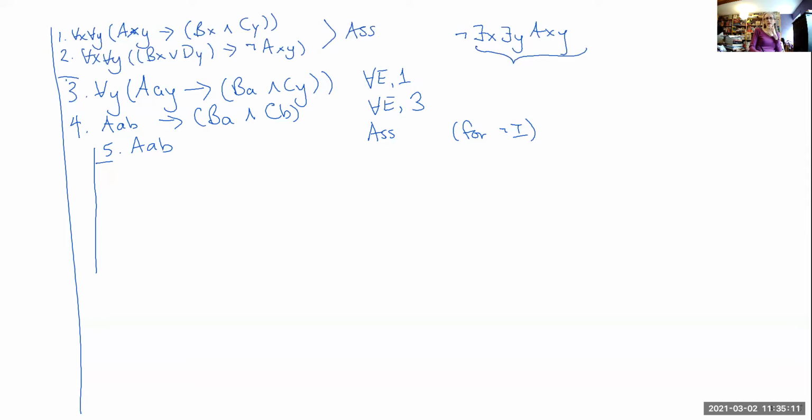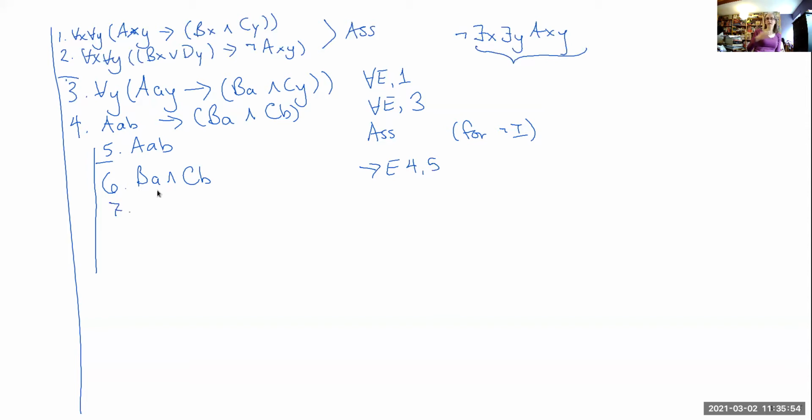But look up here at what our premises are saying. This one says, well, if you've got Axy for any x and y, then you've got Bx and Cy. Separate out the Bx. Well, if you have either Bx or Dy, then what do you get? You get the negation of what you started with. So I know that there's a contradiction hidden in there. Now, I just need to pull this contradiction out. So I assume the antecedent of line 4, and therefore I can derive the consequent Ba and Cb through conditional elimination, lines 4 and 5.